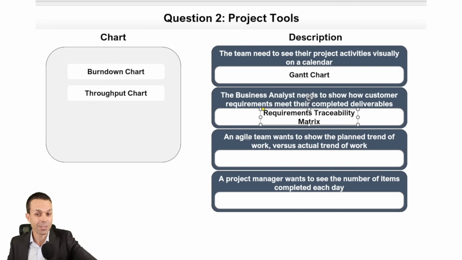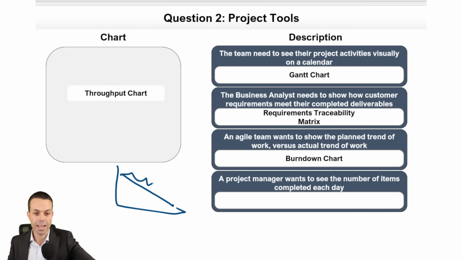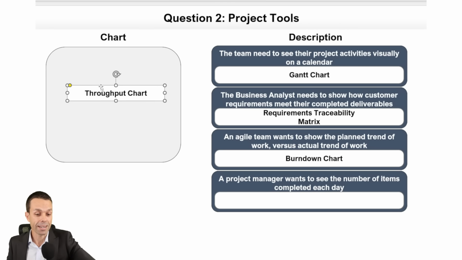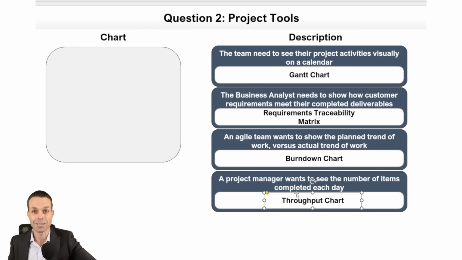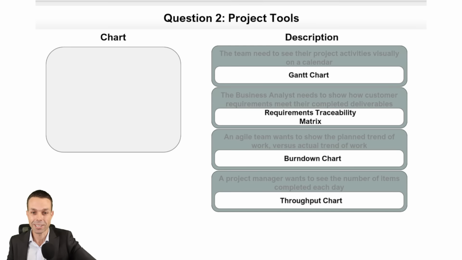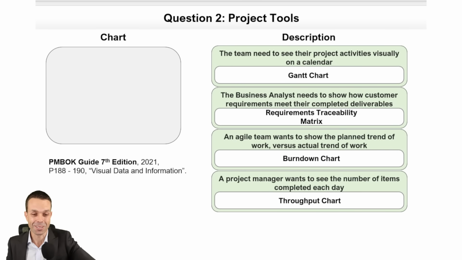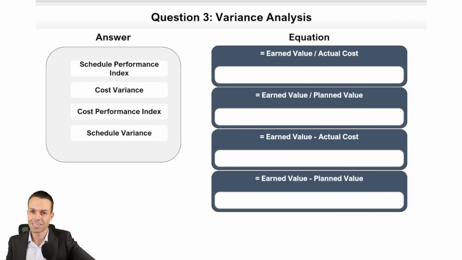An agile team, all right, agile is a good keyword there, wants to show the planned trend of work versus the actual trend of work. That's going to be our burn down chart. And you've seen this before, I hope. You've got the planned trend of work and what actually happens, and that's our burn down chart. It's burning down all the way there. And the last one, a project manager wants to see the number of items completed every day. That's going to be the throughput of our items, so our throughput chart. Let's quickly check. There we go, fantastic. How did you guys go with that one? PMBOK 7th edition, under visual data and information on page 188 to 190. Fantastic stuff. All right, let's see what we've got next.